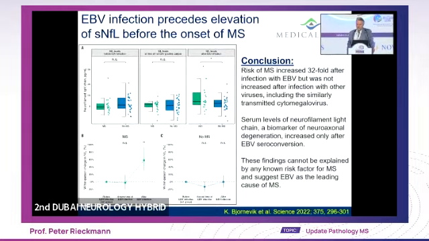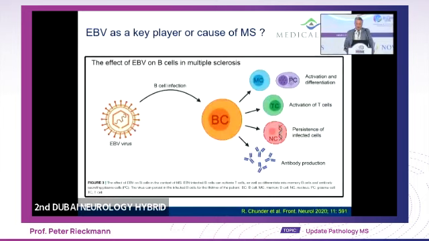Serum levels of neurofilament light chain, a biomarker of neuroanatomical degeneration, increased only after EBV seroconversion. And then the final sentence in the conclusion: these findings cannot be explained by any known risk factor for multiple sclerosis and suggest EBV as a leading cause of multiple sclerosis. So a leading cause of multiple sclerosis, as a conclusion of a highly cited, discussed paper published in Science. Does it really tell us we need to vaccinate our population at a younger age in order to prevent multiple sclerosis? We're not there yet.